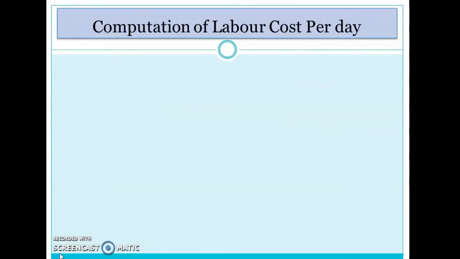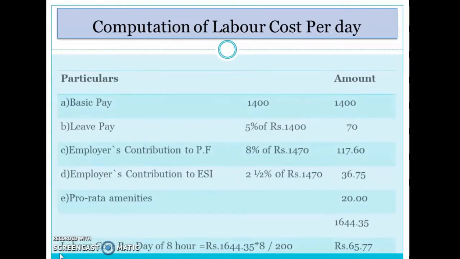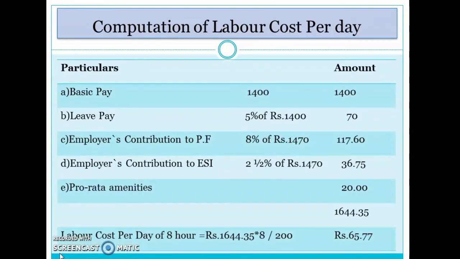So, with this information, we are going to calculate the labor cost. For that, we are going to prepare a statement. Here, we are going to prepare two columns. One is for particulars and another one is for amount. Here you see the basic pay. It was given that the basic pay is 1400. So, we write here 1400. The second one is leave pay.